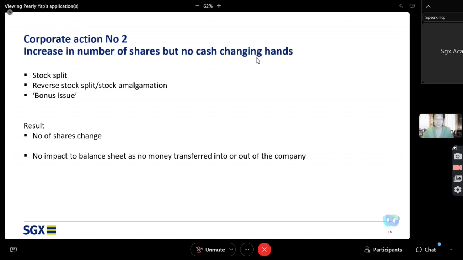Okay, so it's just the opposite of a stock split or bonus issue. So no changes in the balance sheet, no money has changed hands here. Okay, so that's corporate action number 2. Here again, no action on your part. You don't have to elect anything, but the company may give you a circular to tell you that this has happened.